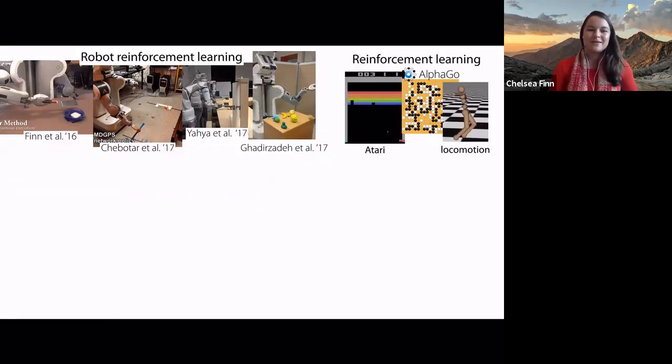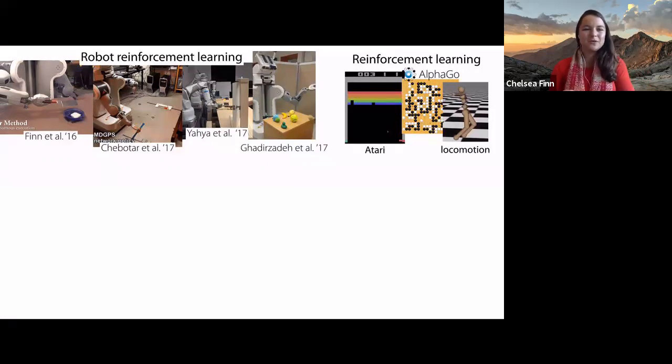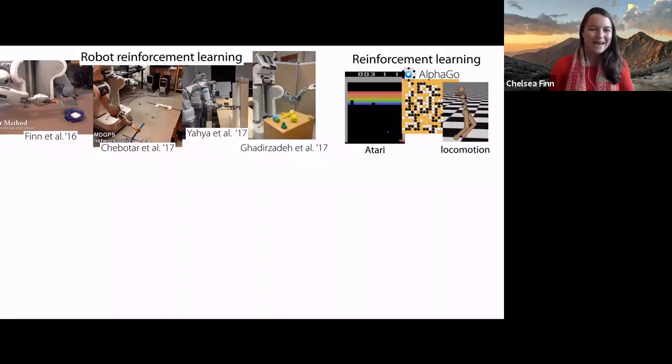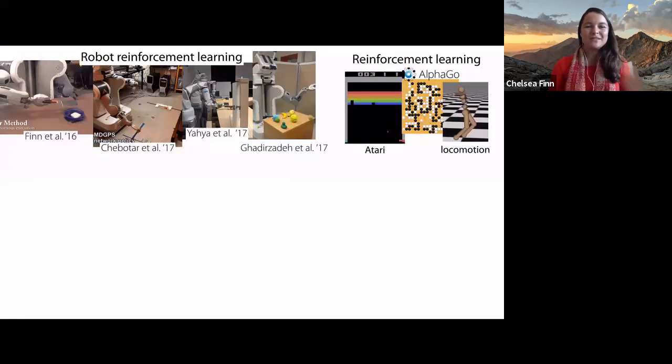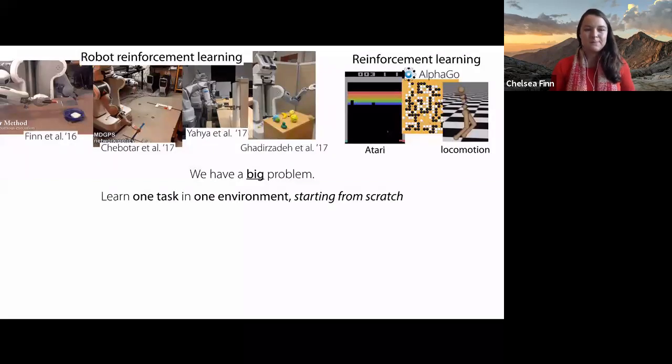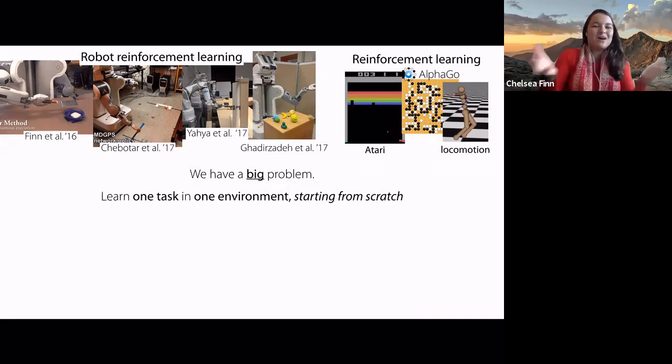But with that said, we had a really big problem. The problem is that the robot didn't learn how to use spatulas to lift objects or how to open different kinds of doors. The robot learned how to use that spatula to lift that object into that bowl. If you gave it a different spatula or a different bowl or a different tablecloth even, the robot wouldn't be able to succeed. That's because the robot is learning one task in one environment, starting from scratch, tabula rasa. Its whole world is that one tablecloth and that one spatula.